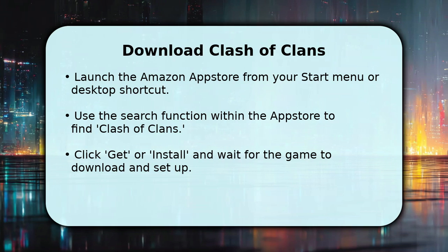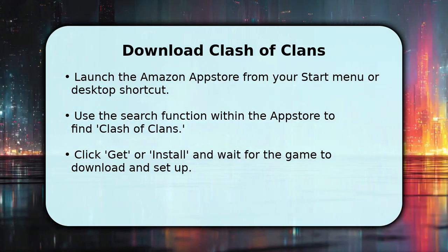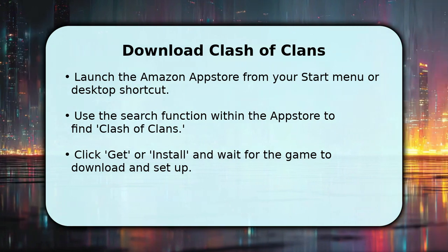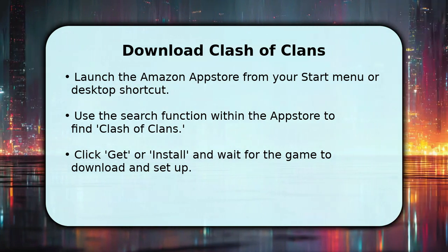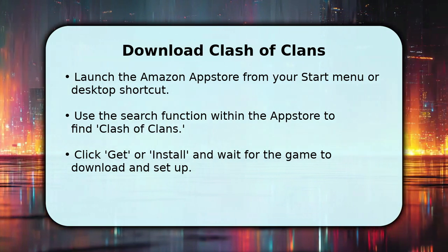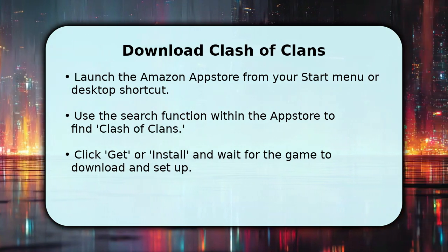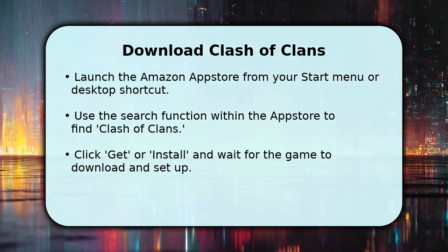Now that the Amazon App Store is ready, you can easily download Clash of Clans. Launch the Amazon App Store from your Start menu or desktop shortcut. Once it loads, use the search bar at the top to type in Clash of Clans. You should see the game appear in the search results. Click on it, then simply hit the Get or Install button to begin the download and installation process. This might take a few moments, depending on your internet speed.